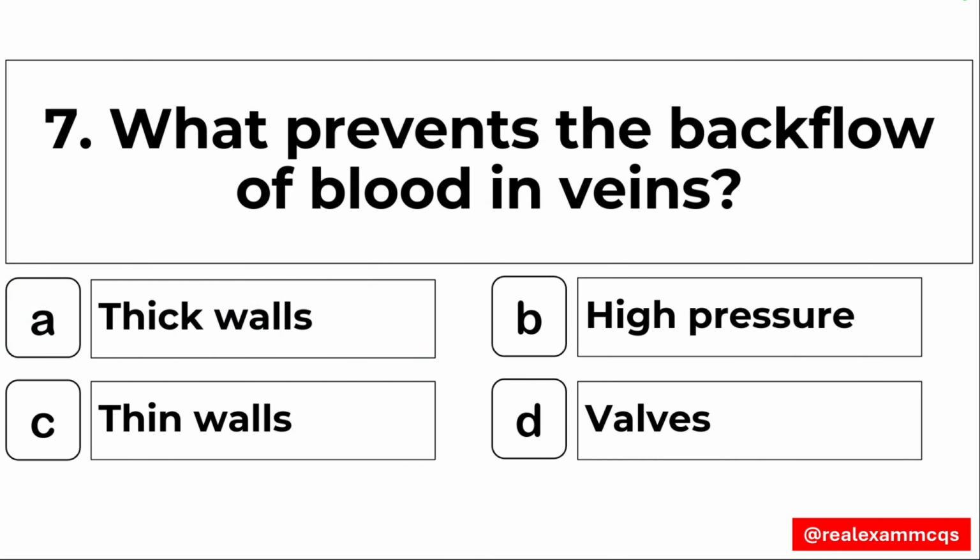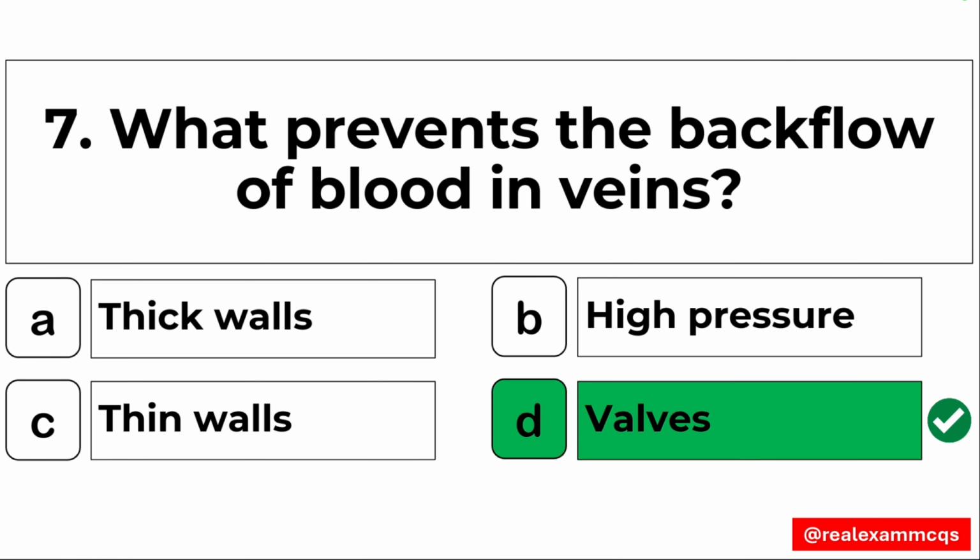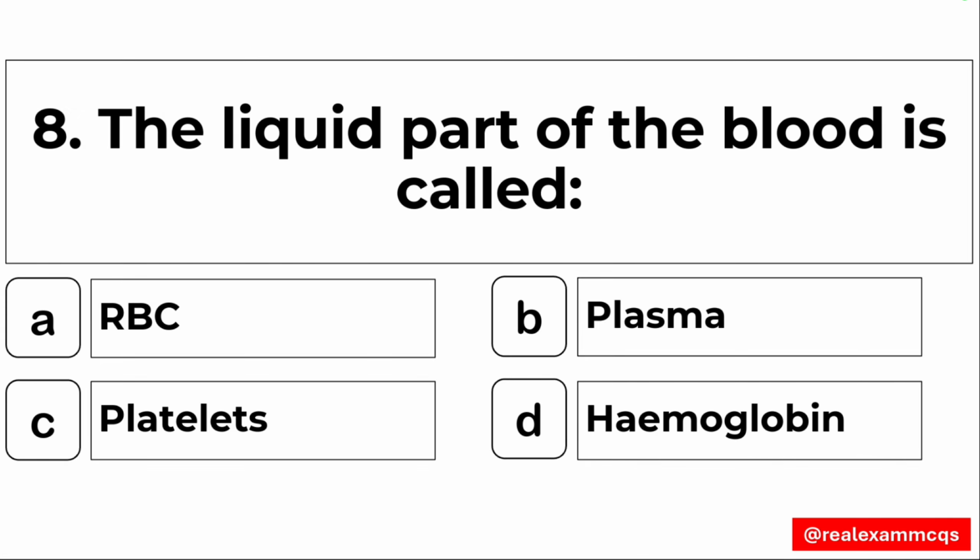Question 7. What prevents the backflow of blood in the veins? These are the valves. Option number D is the right answer. 8. The liquid part of the blood is called the plasma. Option number B is the right answer.